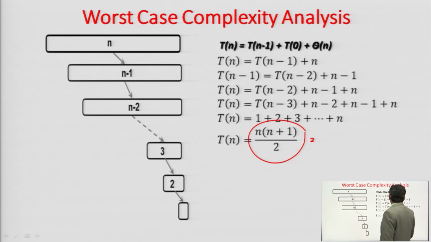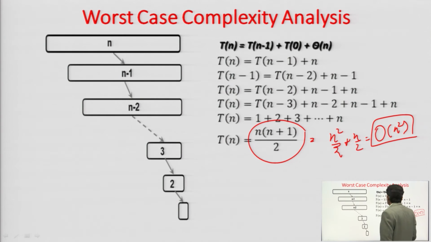If the complexity is n into n plus 1 by 2, that means this is n square by 2 plus n by 2, it means this will actually be approaching n square. So, this actually is the worst case of quicksort, wherein the complexity is order of n square.